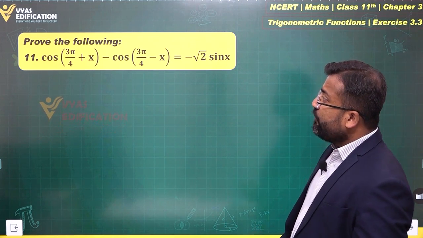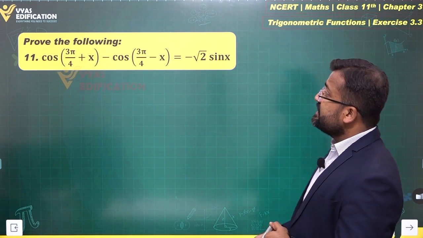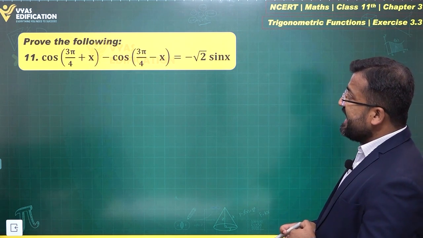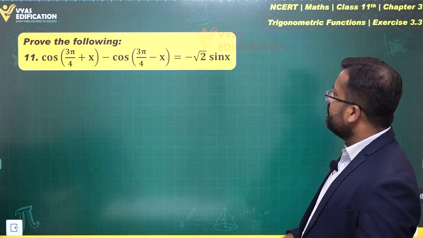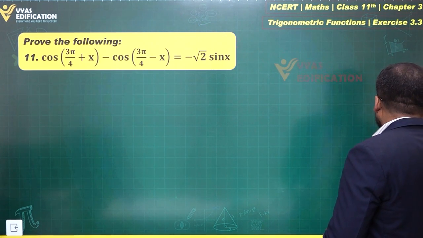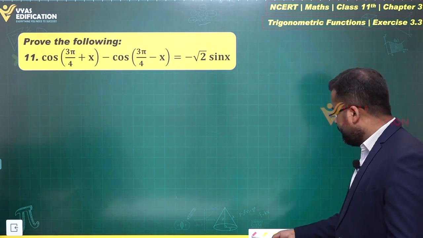What does the question say? Prove the following in question number 11. We have cos of 3 pi by 4 plus x minus cos of 3 pi by 4 minus x in the LHS, and that is supposed to be equal to something. How do we go about proving this one? Let's take a look at this.